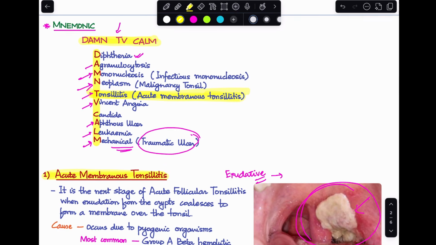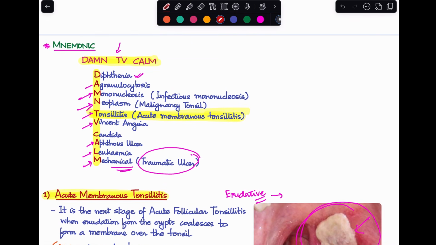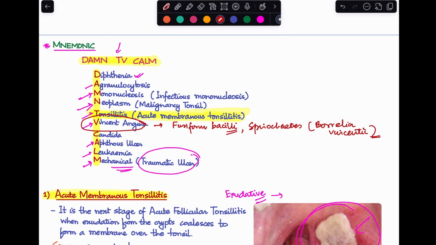Next, we move on to our third cause, where we will be discussing Vincent's angina. What is Vincent's angina? Vincent's angina is an acute necrotizing infection of the pharynx. What is the cause behind it? The two bacteria involved here are the fusiform bacilli and spirochetes. Among spirochetes, the organism very commonly involved is known as Borrelia vincenti. So that is the cause for Vincent's angina, an acute necrotizing infection of the pharynx.